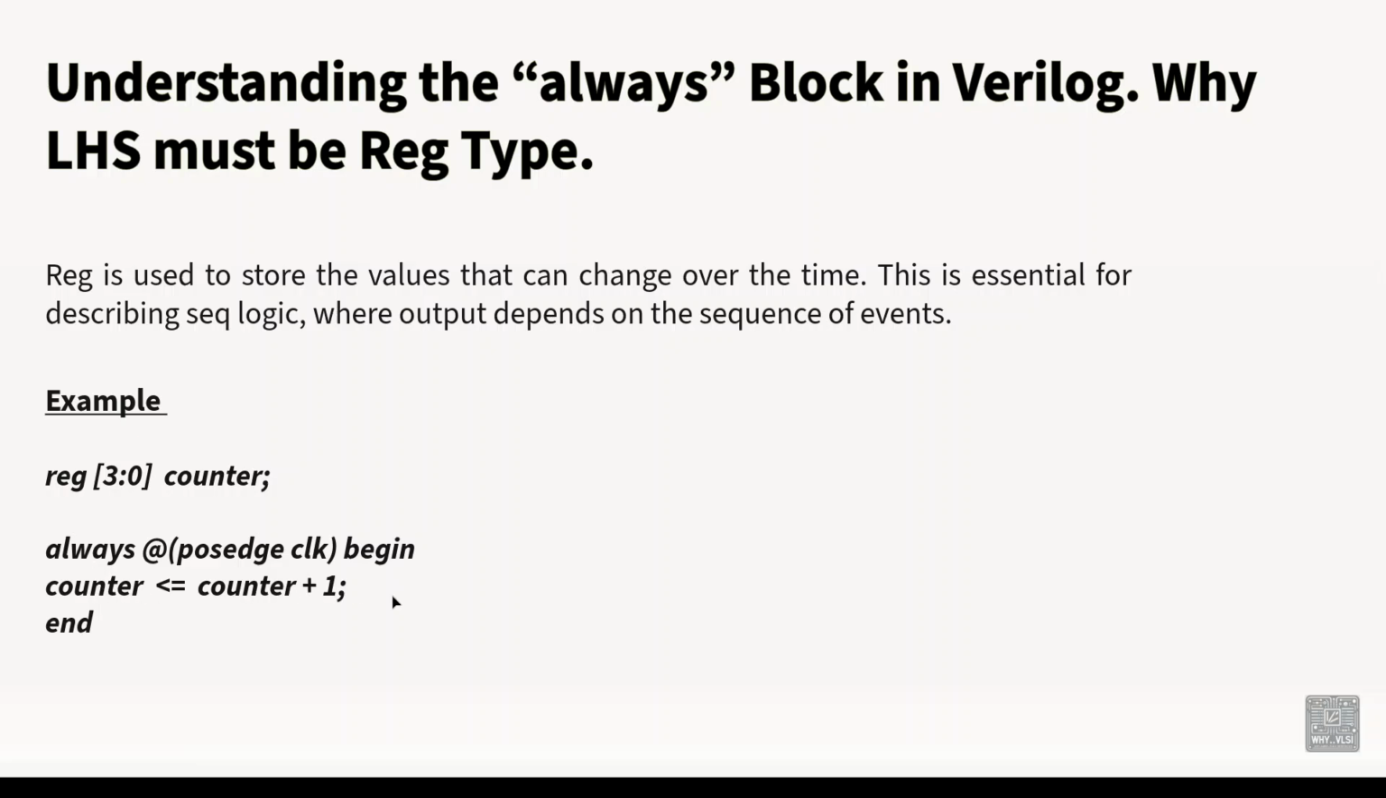So what happens from one posedge to the next posedge of the clock? During that time, this counter, in this case, should hold some value. To hold some value, we declare counter as reg type. If we declare it as wire type, it will not hold the value. So we must declare it with the reg data type. This is the reason we always declare the LHS of the always block as reg type.